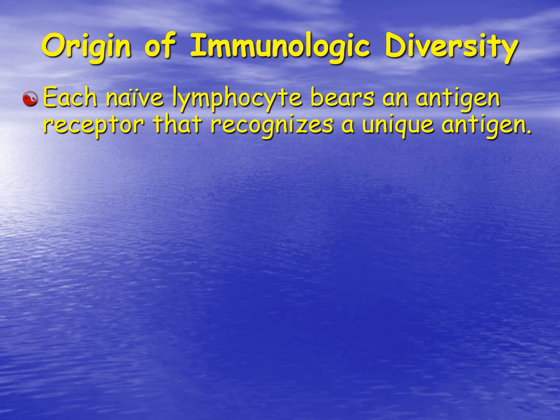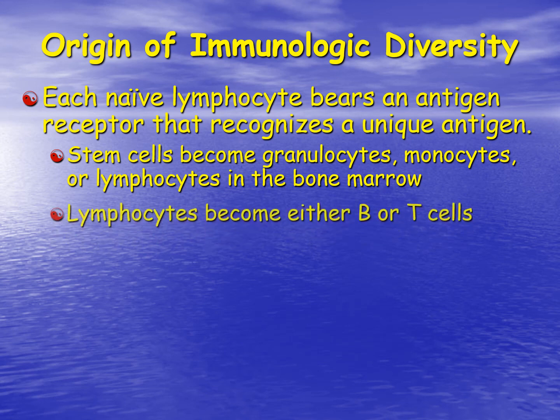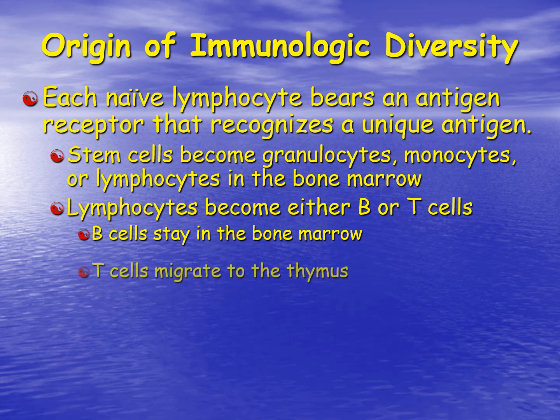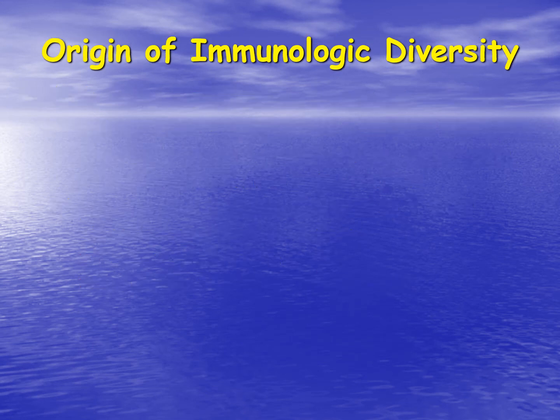Now, each naive lymphocyte bears an antigen receptor that recognizes a unique antigen. Stem cells become granulocytes, monocytes, or lymphocytes in the bone marrow. These lymphocytes actually will then divide or become either B cells or T cells. The B cells will stay in the bone marrow to receive their specialization, while the T cells migrate to the thymus to receive their specialization. And each builds their unique antigen receptor on the surface of the cell.